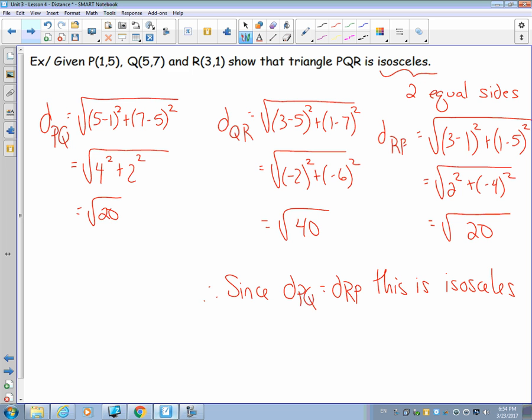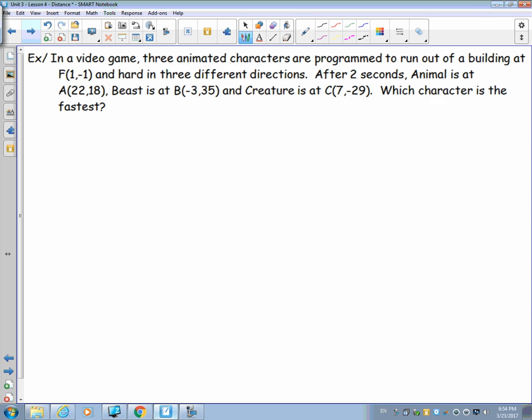Okay, last question. In a video game, characters are programmed to run up a building at F and head in 3 different directions. After 2 seconds, animal A is at one point, B is at one point, and C is at another point. Which character is the fastest? Well, I can figure out which one ran the furthest. I can figure which one ran the furthest by figuring out the distances from F to each of the points. So let's try it. AF.